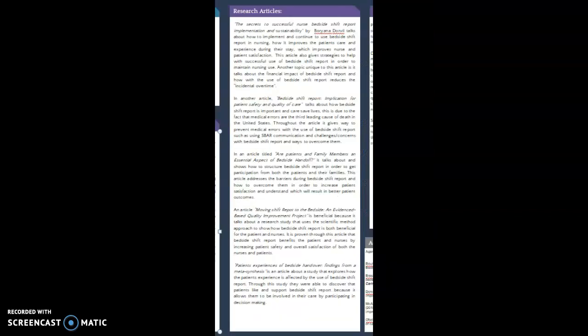In my middle section here, you will see my research articles that I have read and used to compile all the information within my poster. These articles consist of information such as ways to improve bedside shift report, ways to implement bedside shift report, issues with bedside shift report, why some nurses may not want to use bedside shift report, and then also a few studies that have been conducted about bedside shift report.